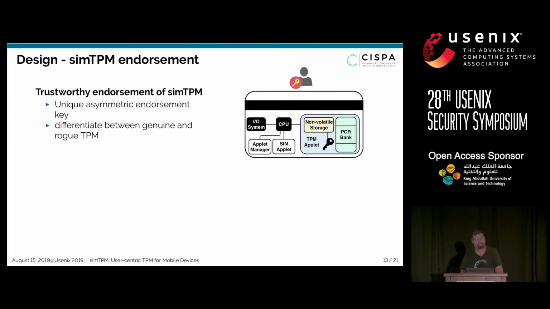Next, for a TPM, we need trustworthy endorsement. To introduce trustworthy endorsement in simTPM, we followed the same approach as a hardware TPM: we implemented a unique asymmetric endorsement key inside our TPM applet. This endorsement key will stay active as long as the TPM applet is alive. This will help us to differentiate between a genuine and a rogue TPM.